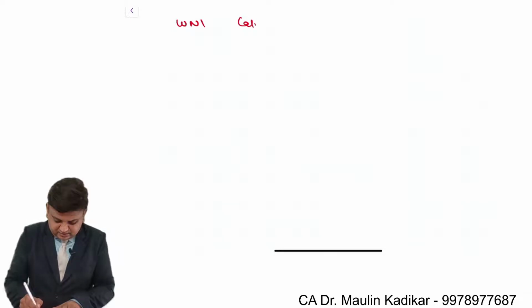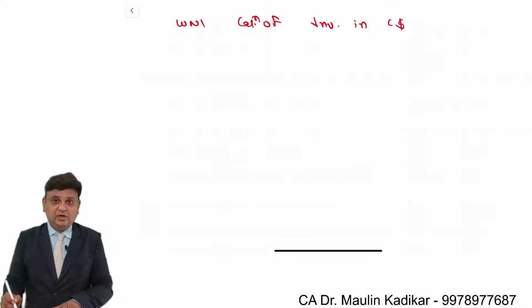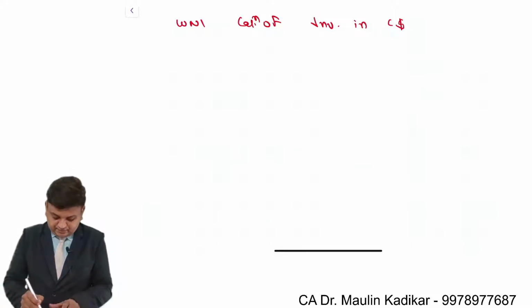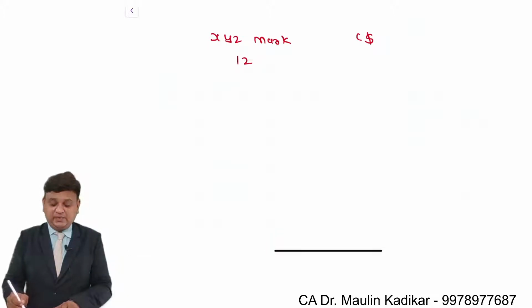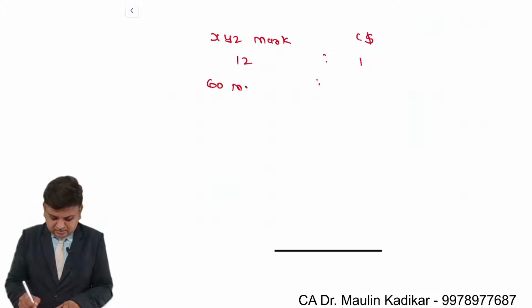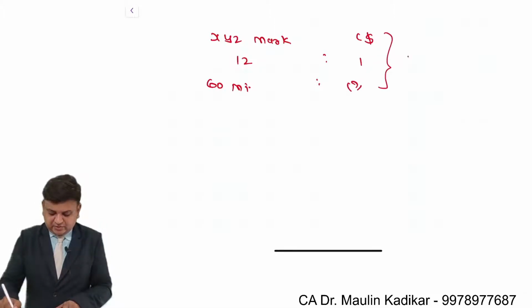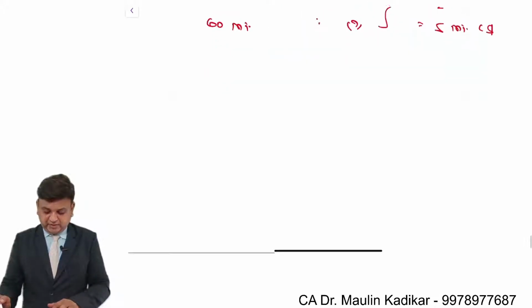Working note number 1, calculation of investment in Canadian dollar currency term. The spot exchange rate is 12 XYZ mark per Canadian dollar. The amount of the investment is 60 million XYZ mark. It is equal to this amount of Canadian dollar. So 60 million divided by 12, so it is 5 million Canadian dollar.